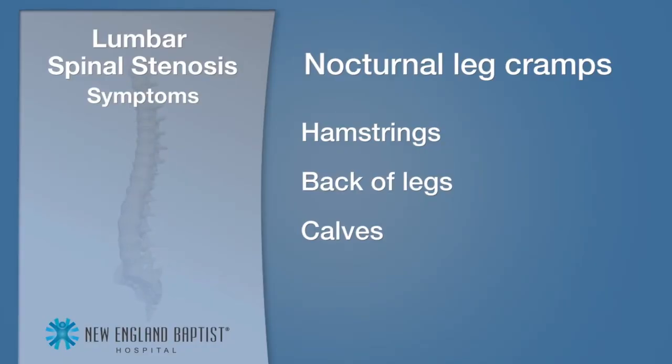It is also quite common for people with lumbar spinal stenosis to experience nighttime leg cramps, often in the hamstrings or the back of the legs and in the calves. These are quite bothersome as they really can interfere with sleep. They can occur in one or both legs.